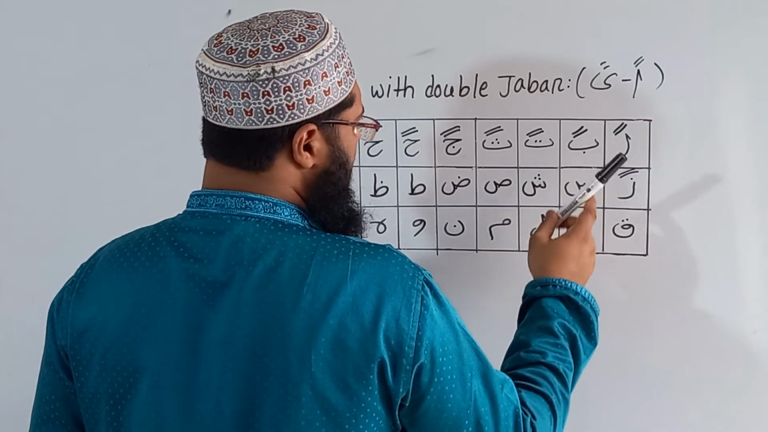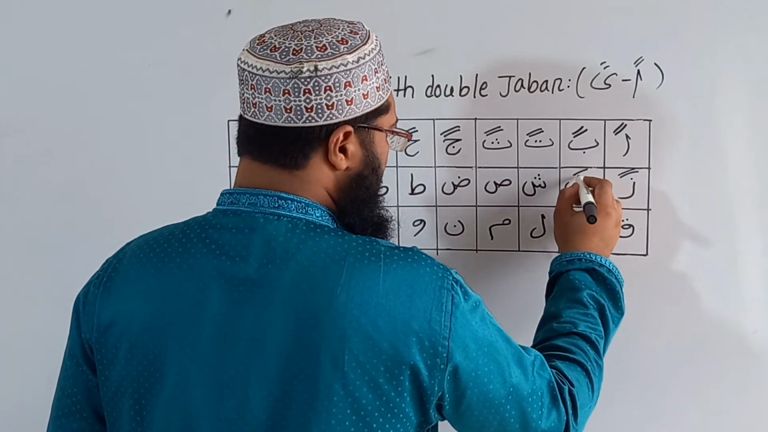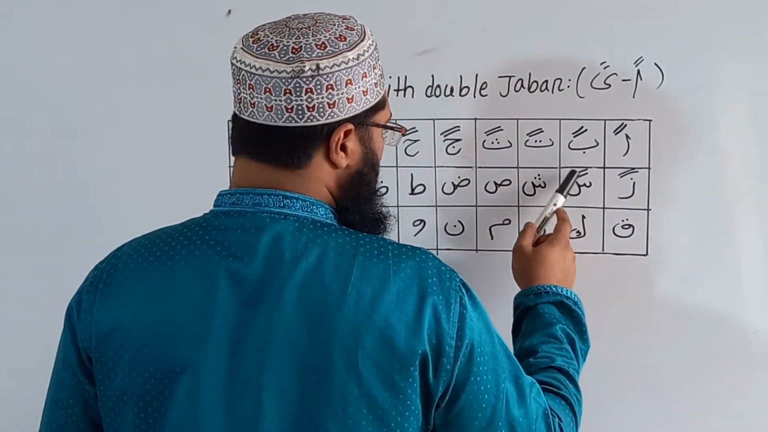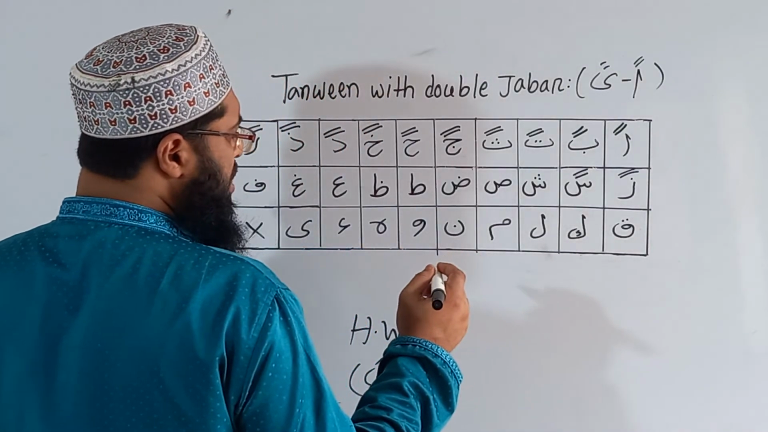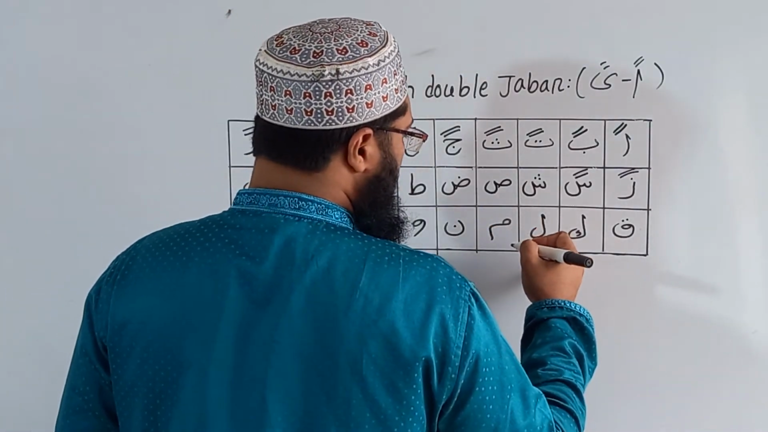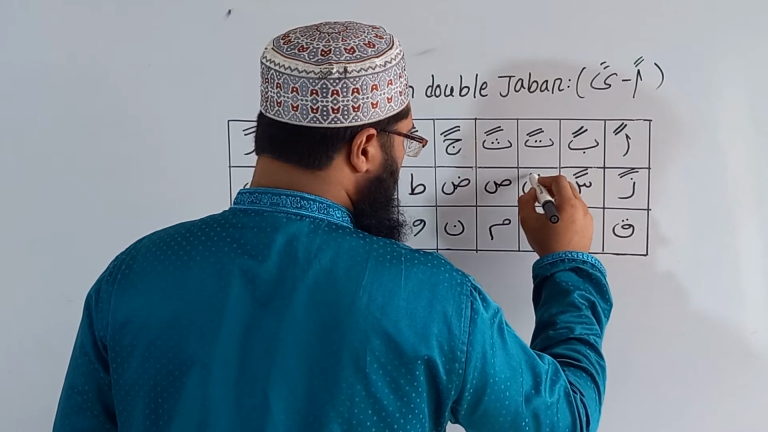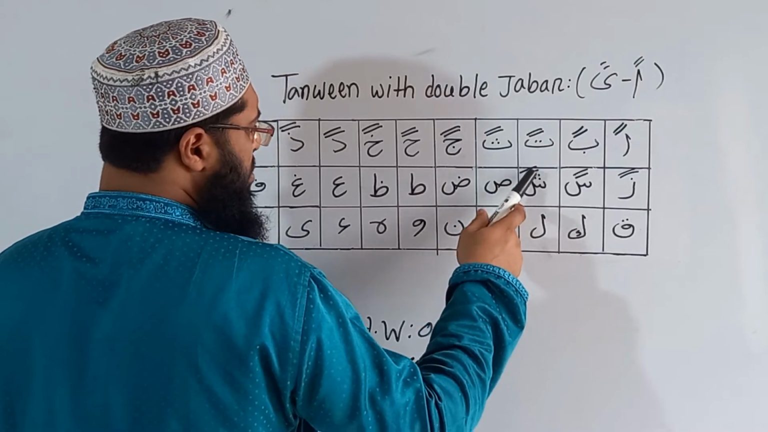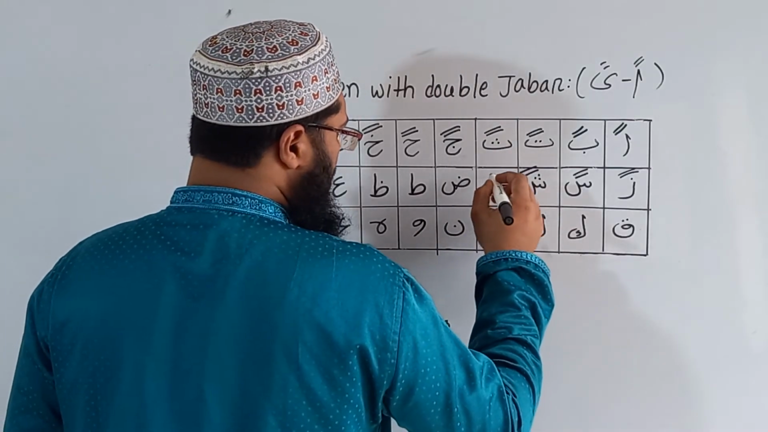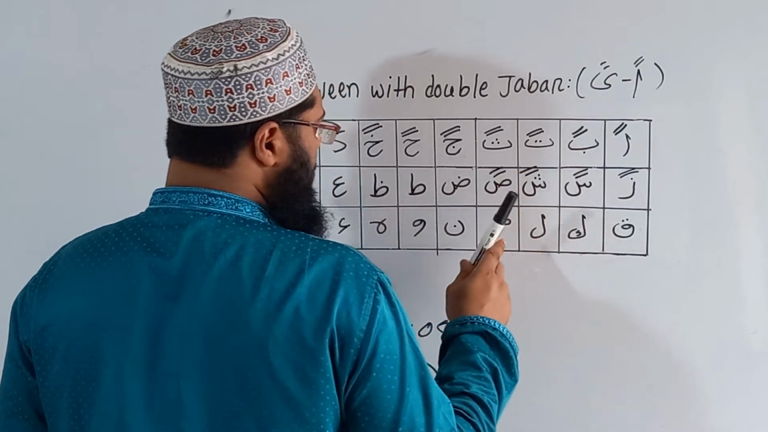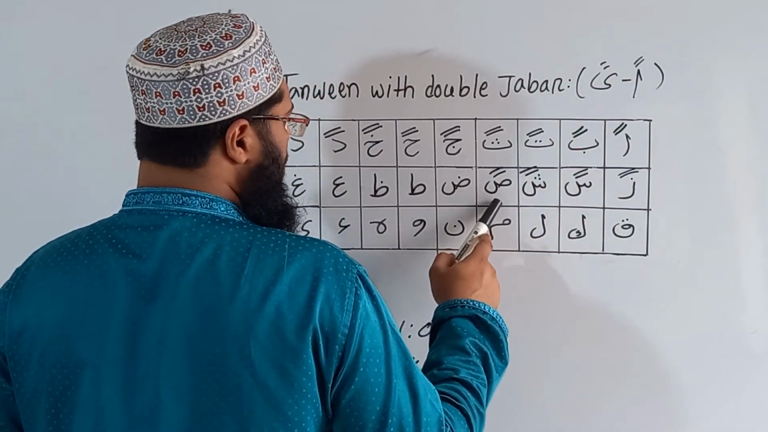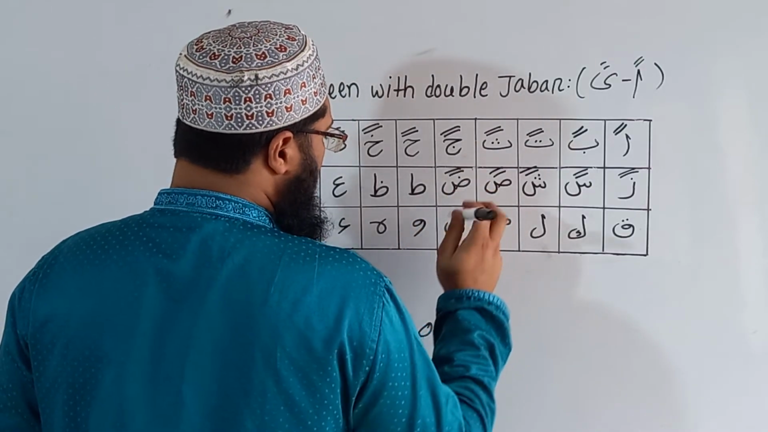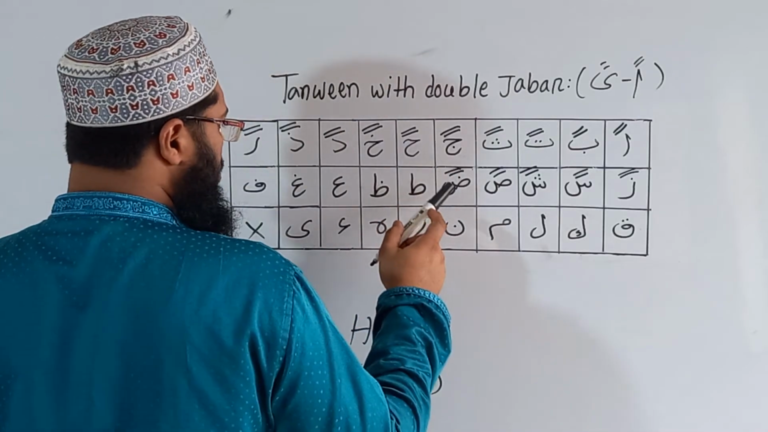And this one is Sin. Now we have to pronounce this one Sin dui Jabar san. One by one I am giving Jabar over all of the alphabets. Now we have to pronounce this one Shin dui Jabar shan. And this one is Sod. Now we have to pronounce Sod dui Jabar son. And this one is Dod. Now we have to pronounce Dod dui Jabar don.